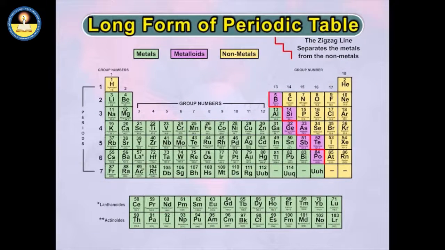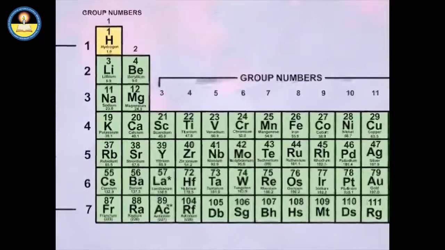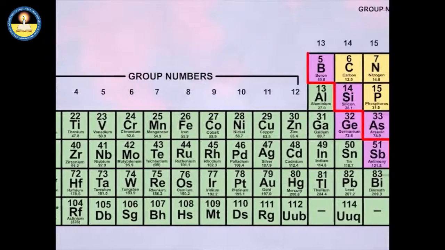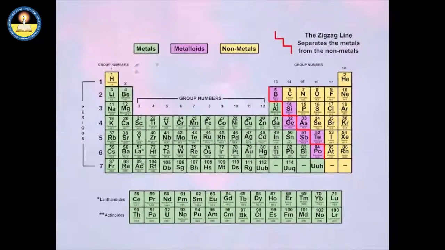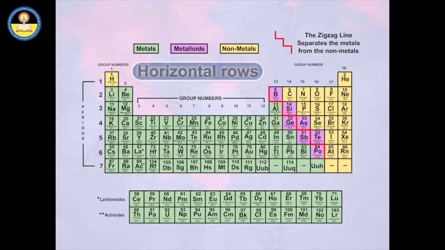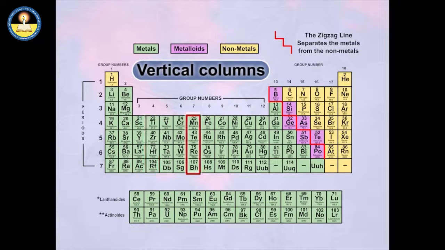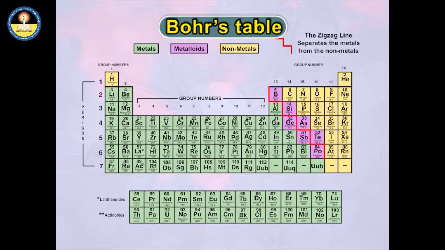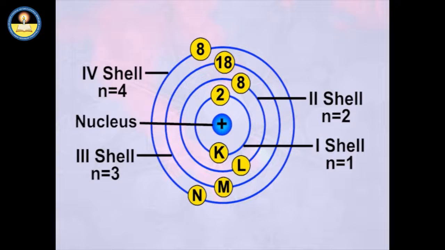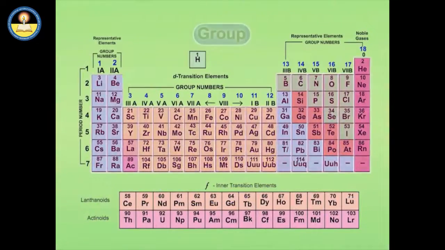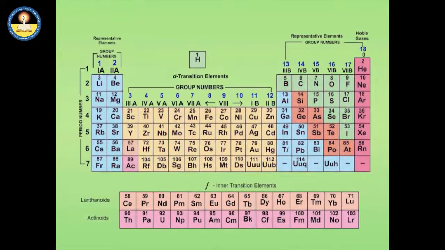Let us now learn about the long form of the periodic table, which is widely used nowadays. In this table, elements are placed in the increasing order of their atomic numbers. It consists of horizontal rows and vertical columns. This is also called Bohr's table since it follows Bohr's scheme for the arrangement of electrons around the nucleus. Each vertical column is known as a group, and each horizontal row is known as a period.